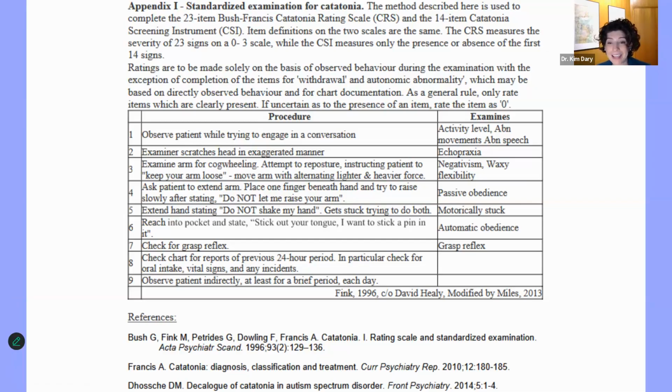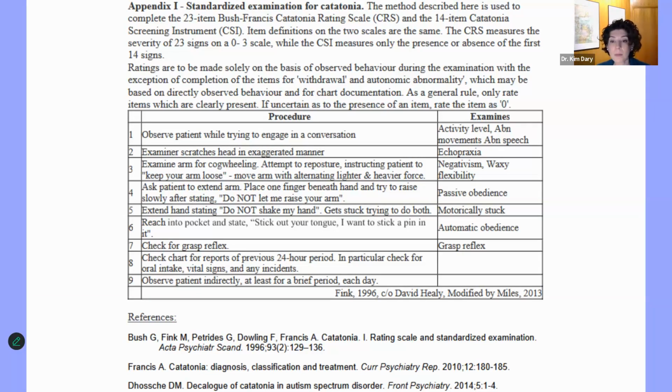And so you can modify it. I think Dr. Stolte uses something like, shake my hand, I have something sticky on my hand. There are ways to test for automatic obedience that don't include that statement, but explaining to the parents what you're doing and why you're doing it is really important, so that they also don't intervene when you're doing the physical exam.